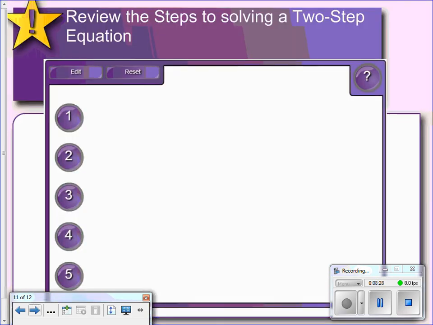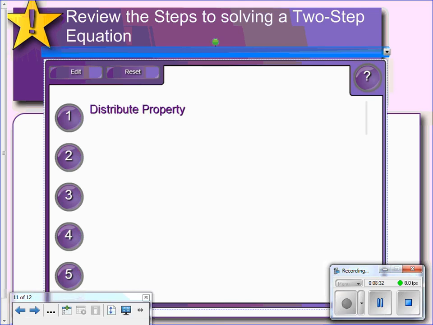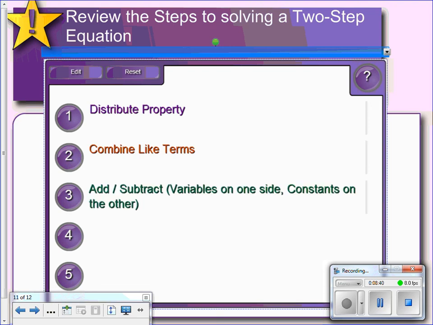All right, just a quick review on these. First thing you want to do is distributive property. If you see parentheses, do that first. Then combine like terms, same variable, same power, same side. Add or subtract so you get variables on one side, constants on the other. Multiply or divide so you get your coefficient of 1, and check your solution.